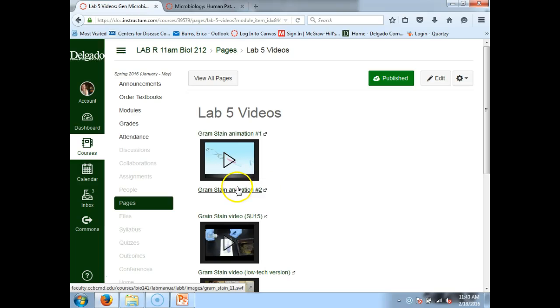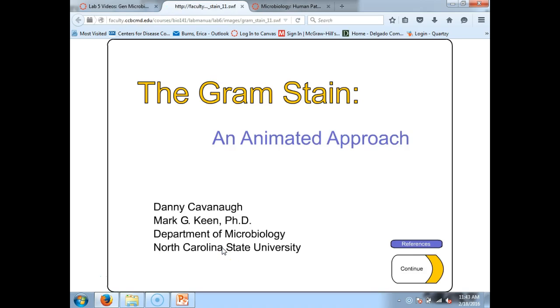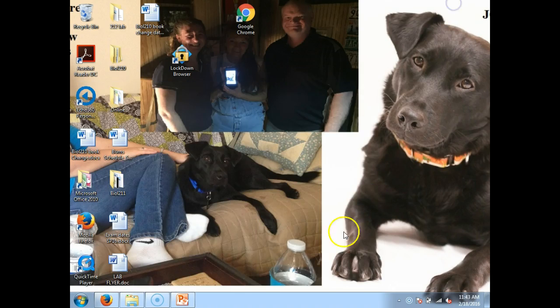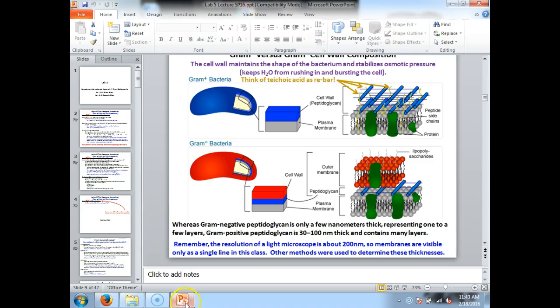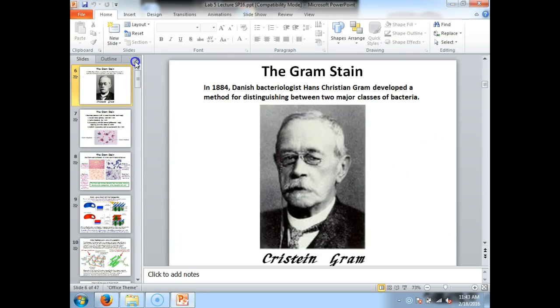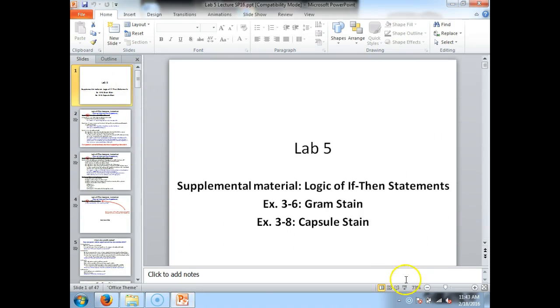Okay, so this is a second gram stain animation that's on the internet. So I'm just going to open up that page so that I have it open when I get to that part in my lecture. I'm going to shrink this down and go to today's lecture, which is Lab 5.